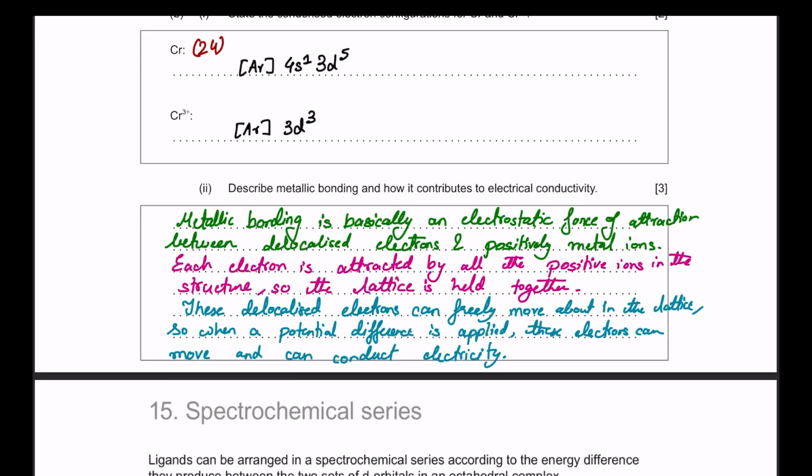In the next part, we have to describe metallic bonding and how it contributes to electrical conductivity. Metallic bonding is basically an electrostatic force of attraction between the delocalized electrons and positively charged metal ions. Each electron is attracted by all the positive ions in the metallic structure, and this is how the lattice is held together. Another thing is that these delocalized electrons are free to move about in the lattice. If you put a potential difference or a voltage across this metallic structure, these electrons can move in a specific direction, and that's what we call conducting electricity. And that's the answer to this question.